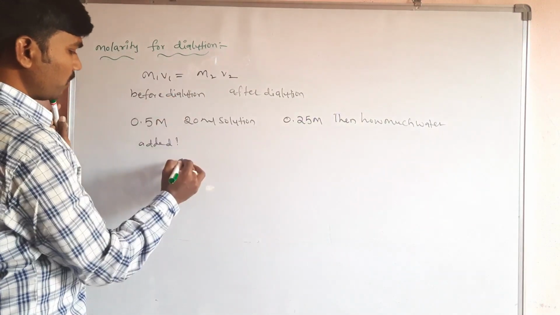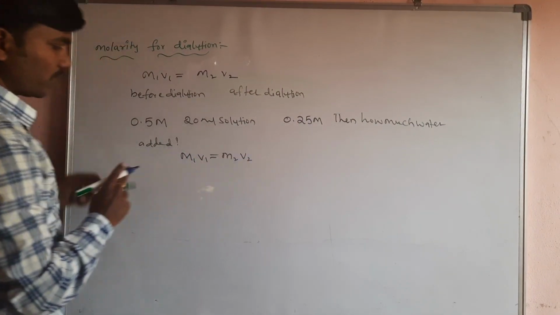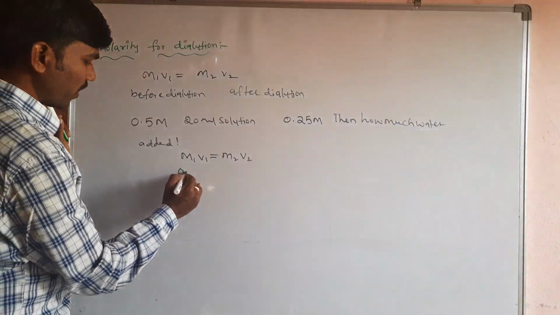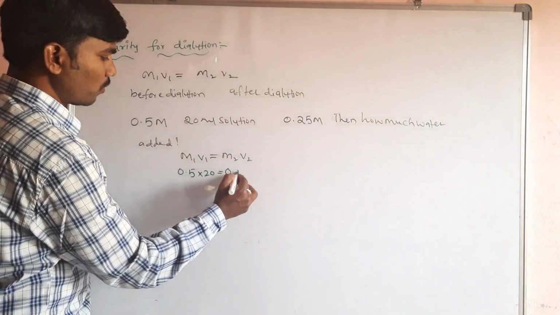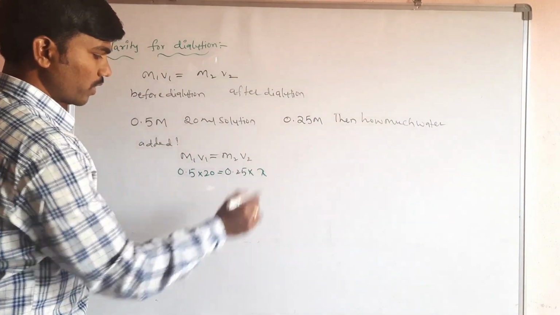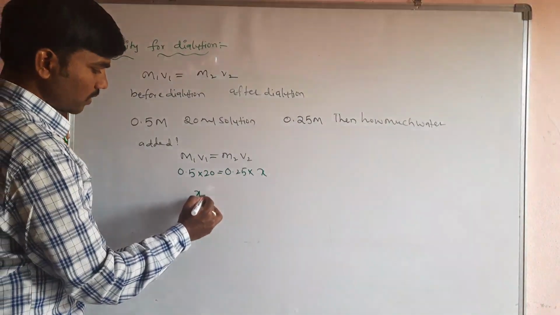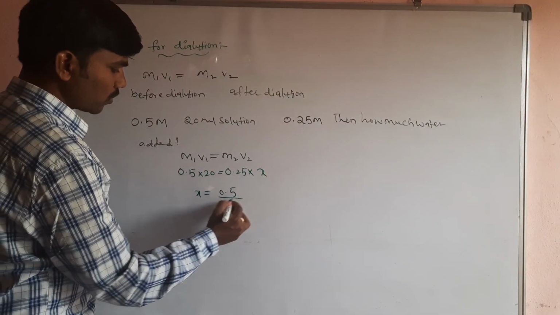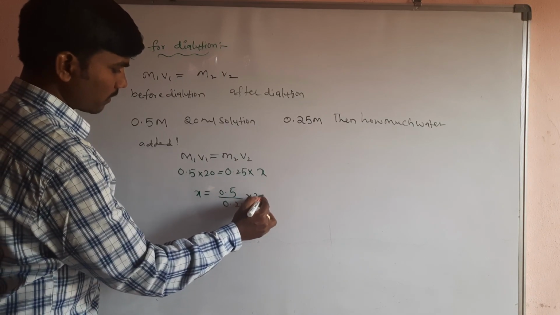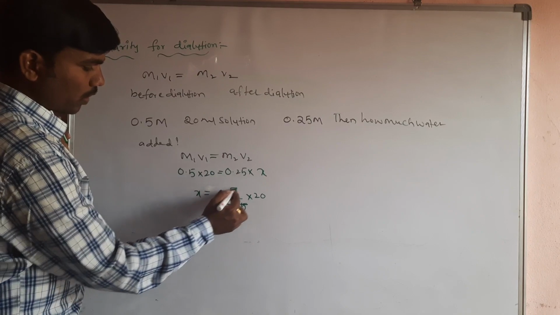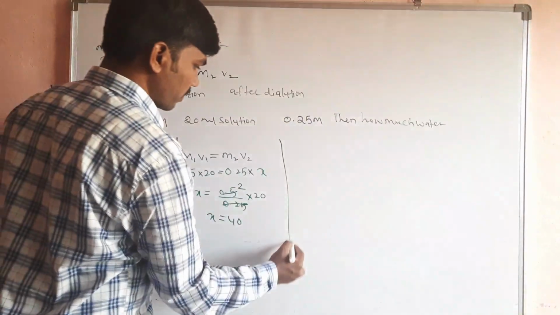Which formula do we use? M1V1 is equal to M2V2. Here, what is the M1 value? 0.5. V1 is 20 ml. M2 is 0.25, and V2 we don't know, so let it be X. So X is equal to 0.5 by 0.25 into 20. That gives 2 times 20, so X is equal to 40.